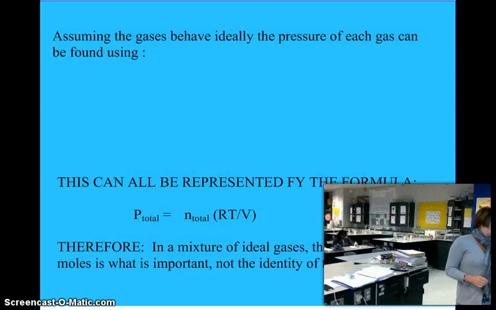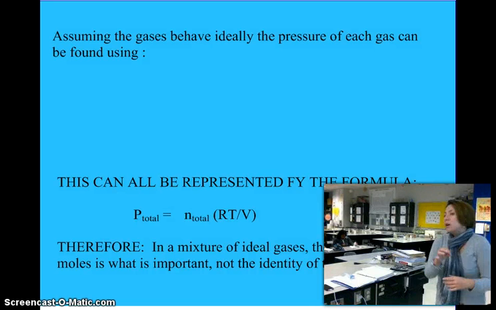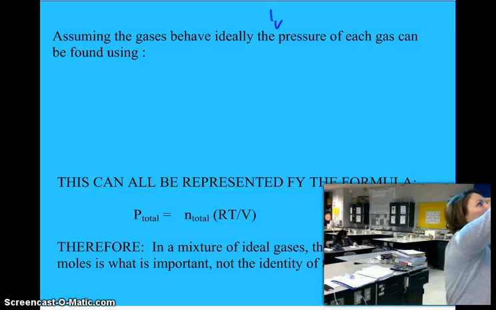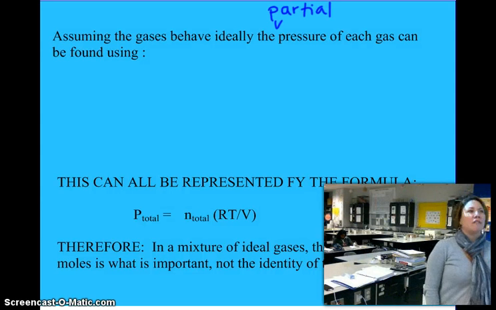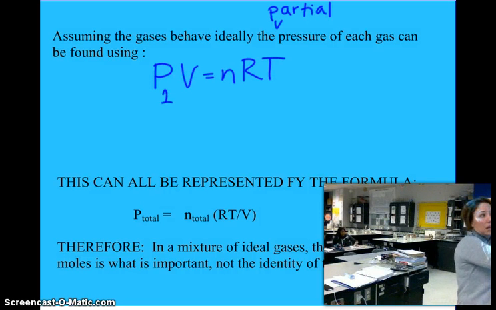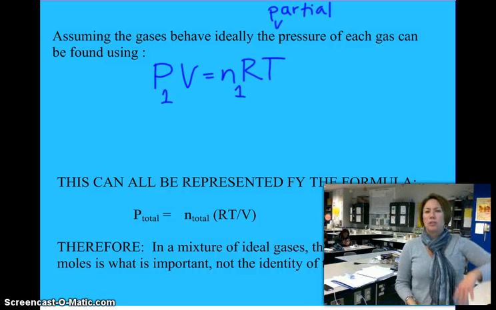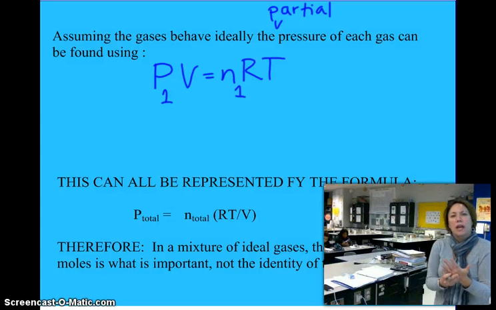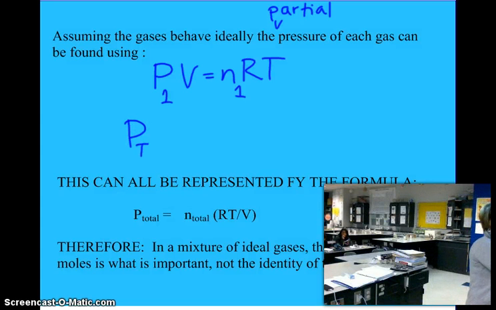We could actually calculate the partial pressure, right? That's how they will word it. Calculate the partial pressure of each gas by using PV = nRT, right? Where this is the pressure of gas 1 and the volume of your container and the moles of gas 1. And the temperature, okay?